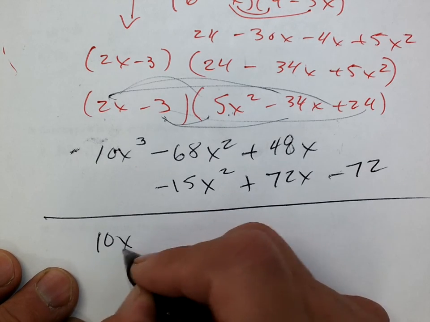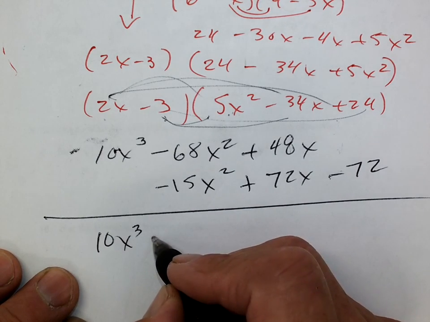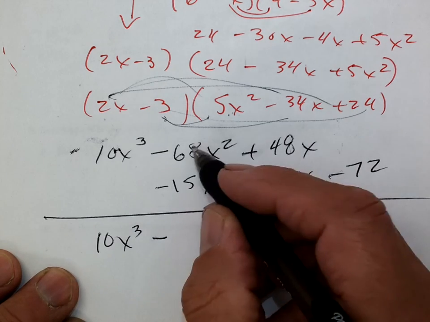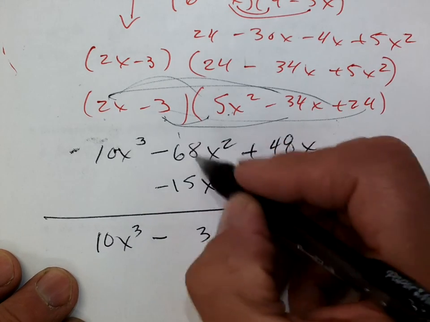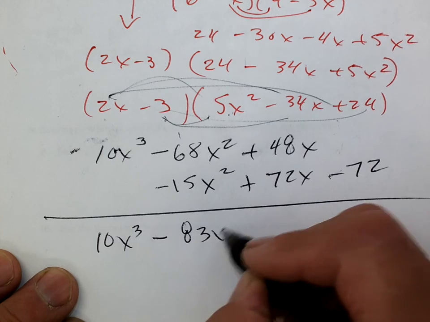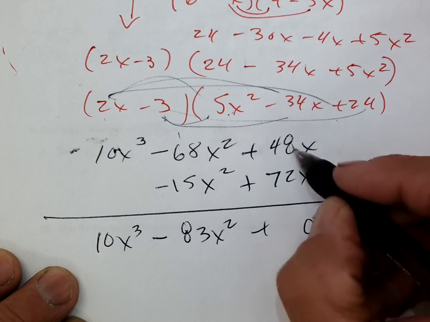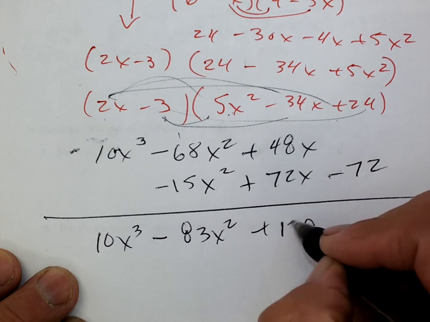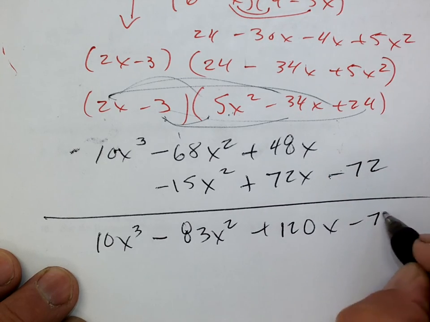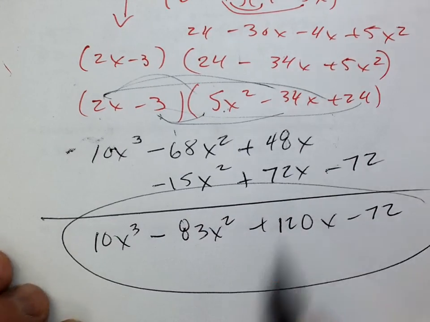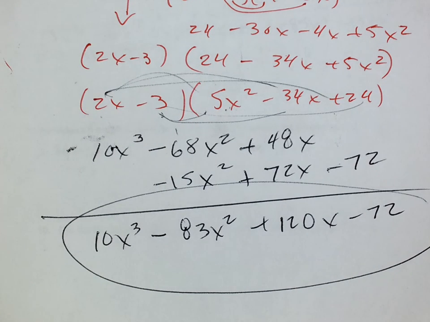10x cubed. Minus, let's see, 13, carry the 1, 83x squared, plus that makes 150x, minus 72. Okay, how's that? So far so good, right? Yuck.